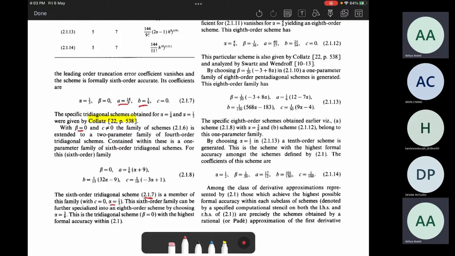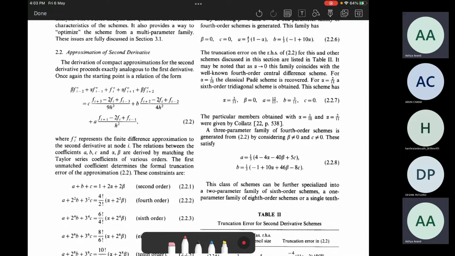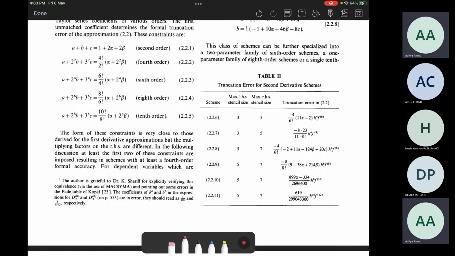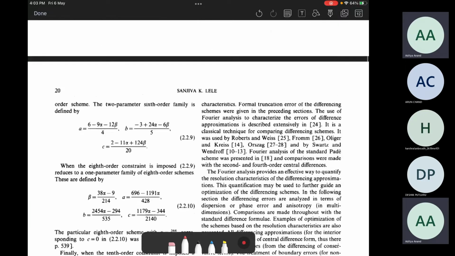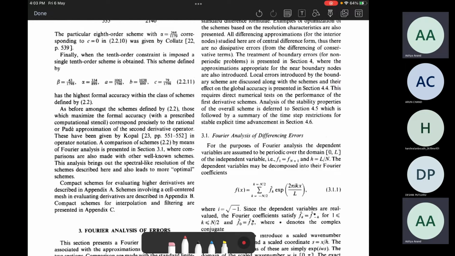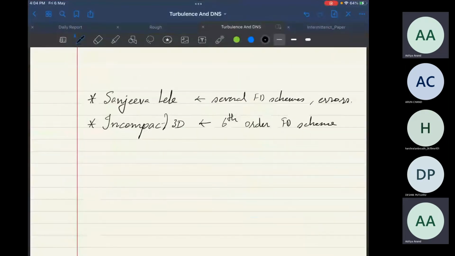Okay, so likewise there are other schemes as well. You can also approximate the second derivatives using again a family of these finite difference schemes. Here also you have several schemes of varying degrees of order. So what we'll now look at is the Fourier analysis of errors. Let me give you some background of this.